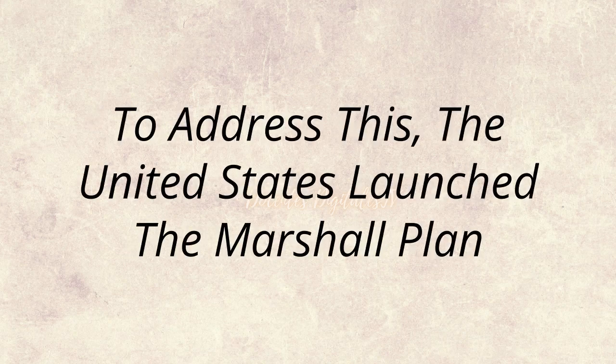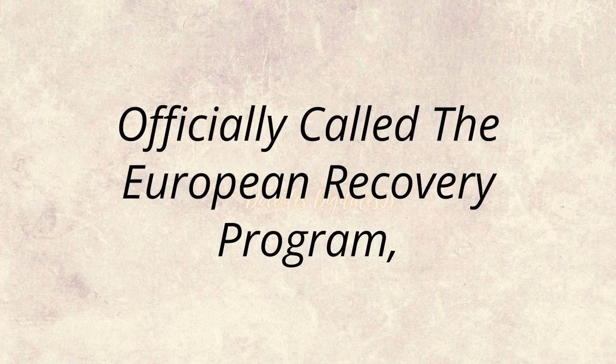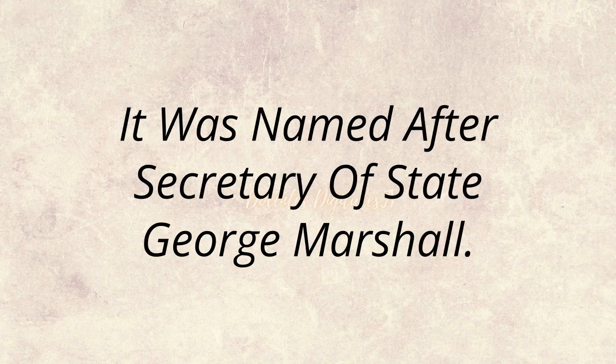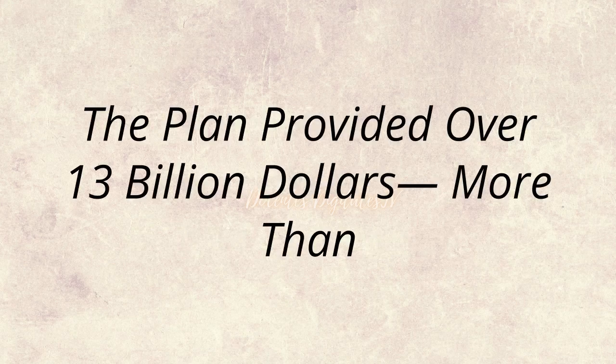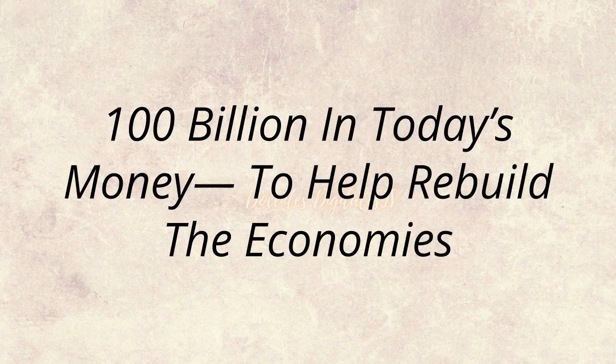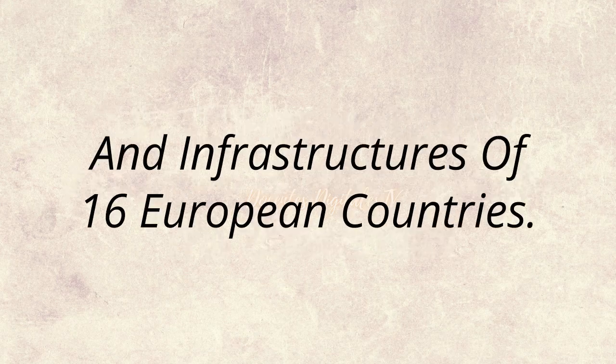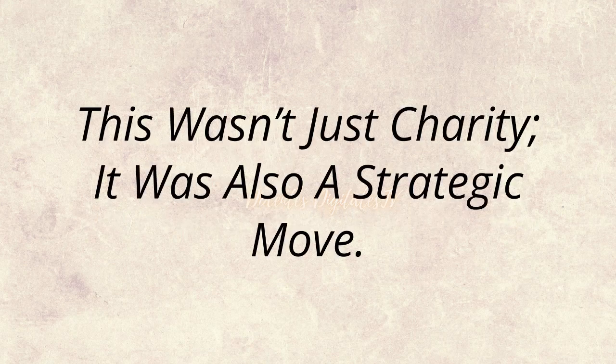To address this, the United States launched the Marshall Plan in 1948. Officially called the European Recovery Program, it was named after Secretary of State George Marshall. The plan provided over $13 billion, more than $100 billion in today's money, to help rebuild the economies and infrastructures of 16 European countries. This wasn't just charity, it was also a strategic move.